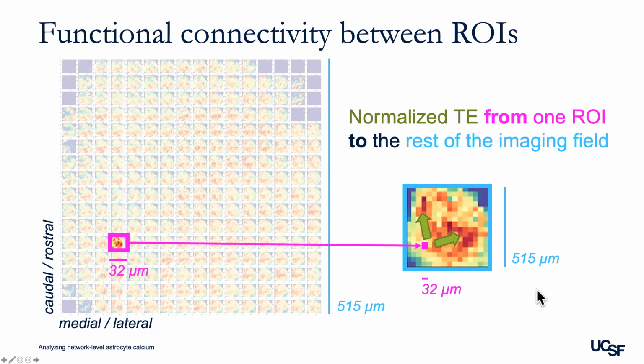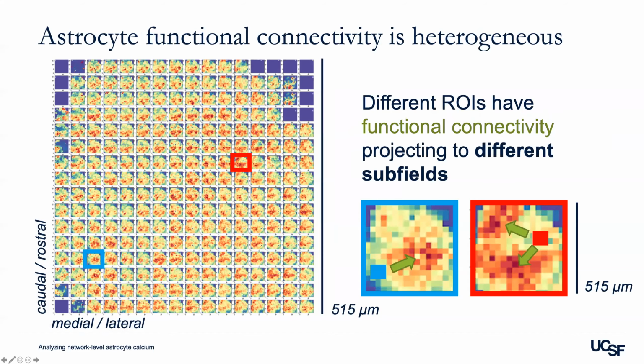And if we look at this across the entire set of the regions of interest that we examine, although it's a little bit difficult to visualize, by focusing in on a couple different sections that I've shown, the blue region of interest and the red region of interest, what's really striking is that the patterns of functional connectivity that each of these astrocytes, or each of these regions of interest, have to the rest of the imaging field are actually quite distinct depending on spatial location.